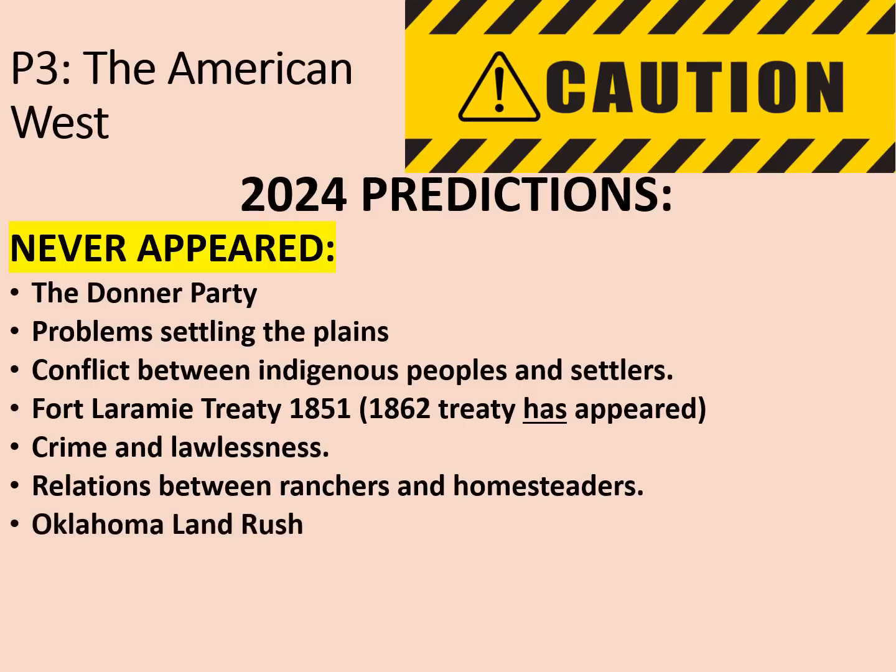The Oklahoma land rush as a late example of settlement of the plains has not been included before, although there have been questions on other late examples of settlement like the Exodusters. The closure of the Indian frontier as a concept has not been covered either, although again it would have been relevant to certain questions.